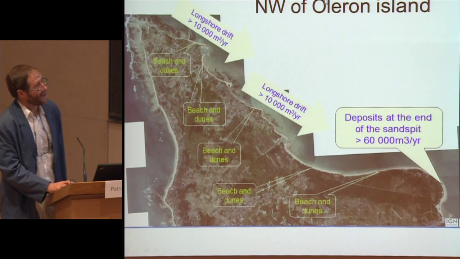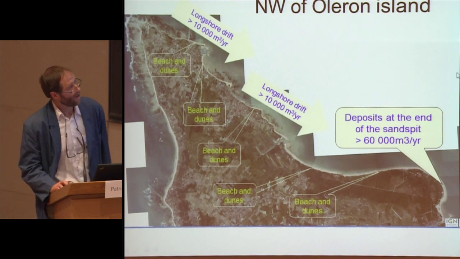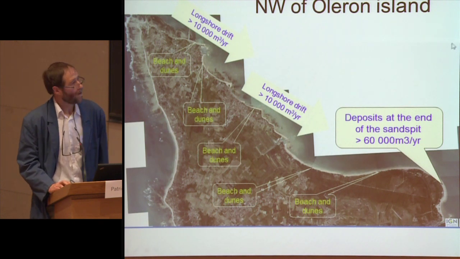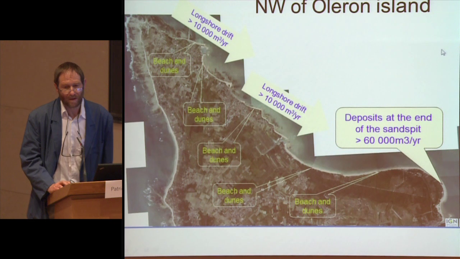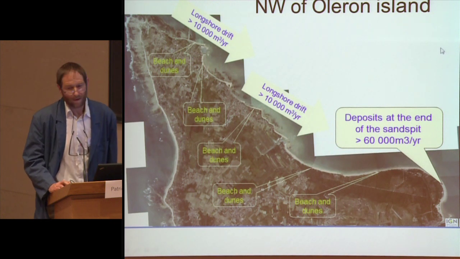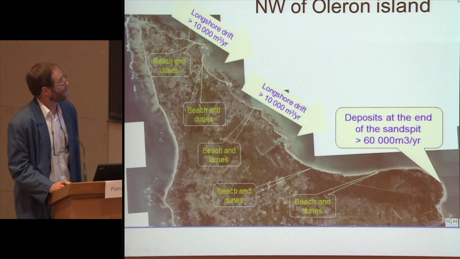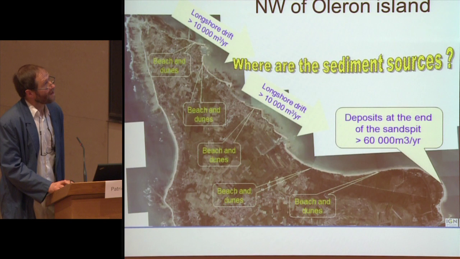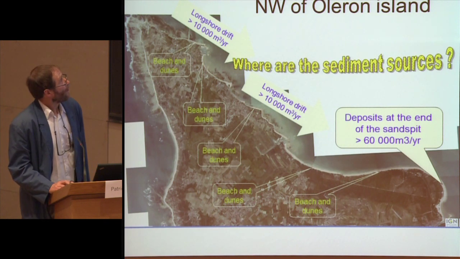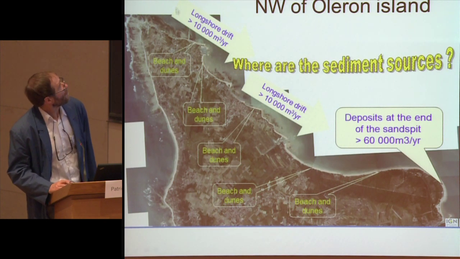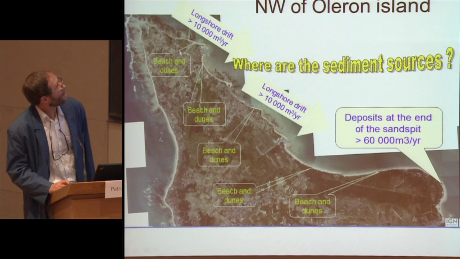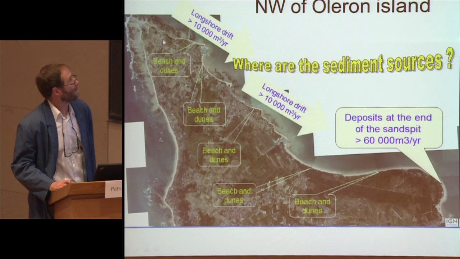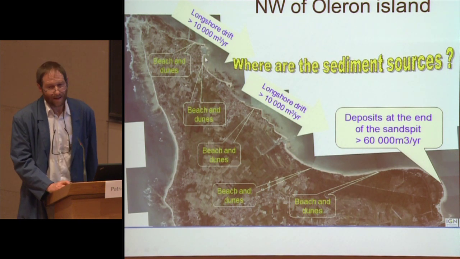Deposits at the end of the sand spit, here on the northeast, are estimated up to more than 60 cubic meters per year. The question is, where are the sediment sources? Pebbles, we know they are coming from the northwest, from rocky outcrops, but sands.